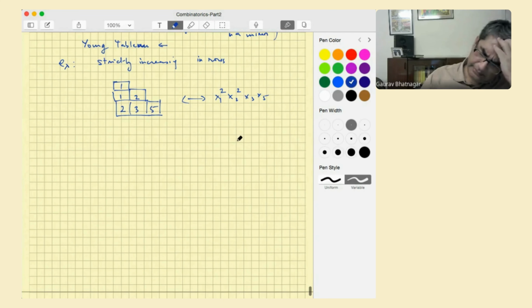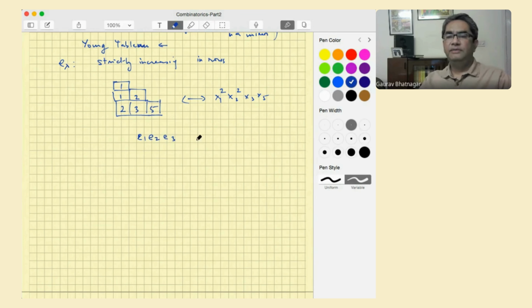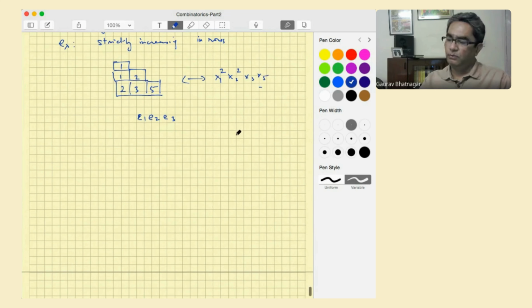Right? So this was not allowed, right? We had strictly increasing in rows and columns. No, this was okay. This was E1, E2, E3. This was E1 times E2 times E3, and this is what this monomial corresponded to.